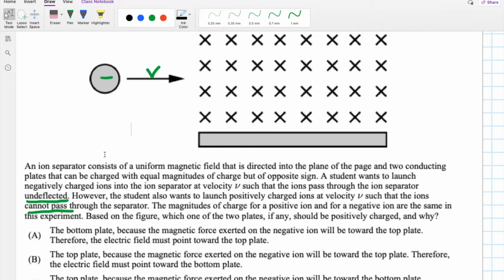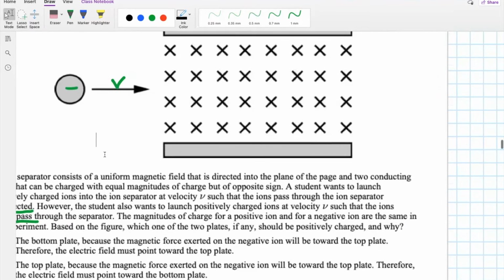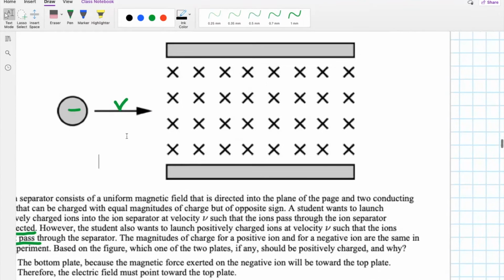Based on the figure, which of the two plates, if any, should be positively charged and why? Okay, so we're going to have to be careful because we're going to have to make sure that whatever we choose here is consistent for both a positive and a negative charge. So let's go ahead and see here. B happens to be into the page. V happens to be to the right. So the force is going to be perpendicular to the plane created by those two vectors.